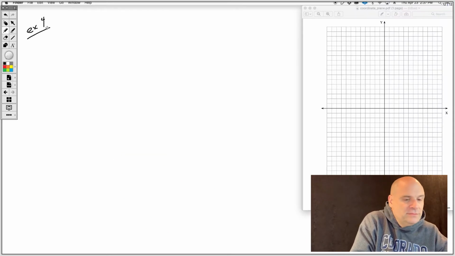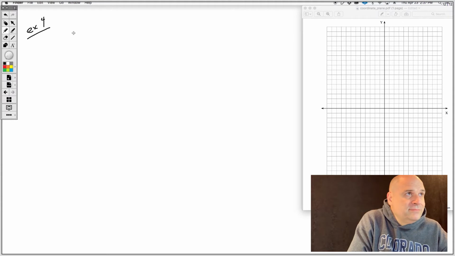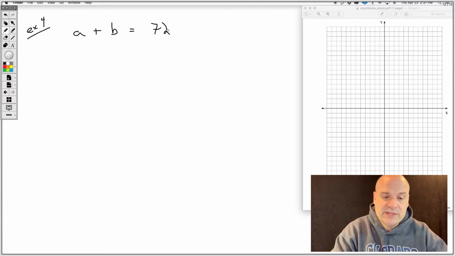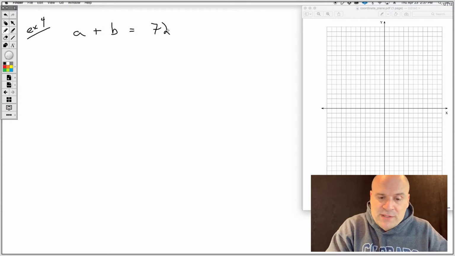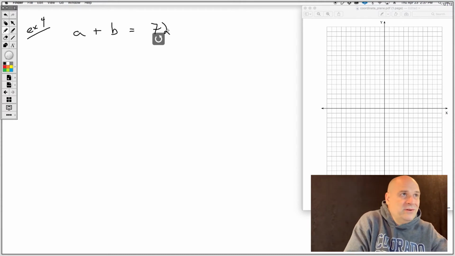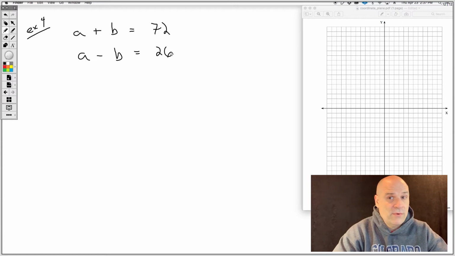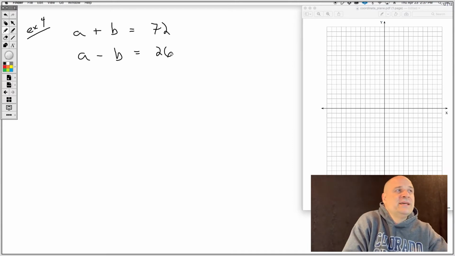Example 4. The sum of two numbers. I'm just going to say A plus B is 72. See how the sum of two numbers is 72? The difference of the two numbers is 26. So what's the difference? That's subtraction. A minus B is 26. There's two equations. That works. So what method do you think would be best? I mean, you could do substitution if you want, but it's set up so beautifully for elimination. Look, what happens if you add these two equations together?